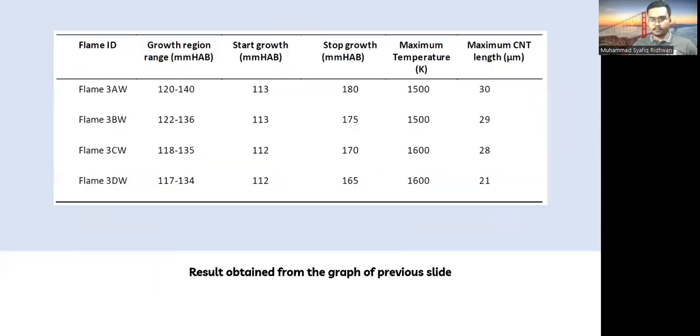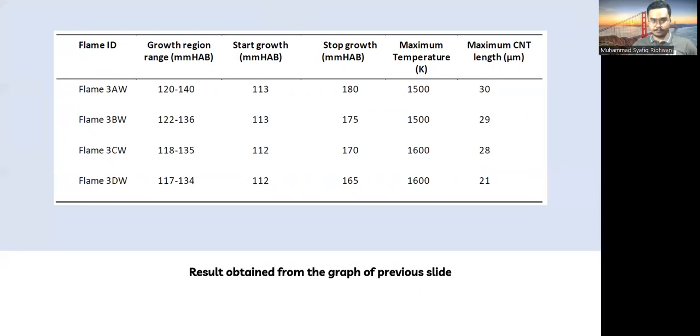The results obtained for particle 3 at each different flame configuration can be seen in the table above. Flame 3AW produces the highest CNT length, which is 30 micrometer, while the flame 3DW configuration produces the shortest CNT length, about 21 micrometer. Increasing the oxidizer will narrow the CNT growth region for 70% of the CNT length produced from the maximum length of CNT.